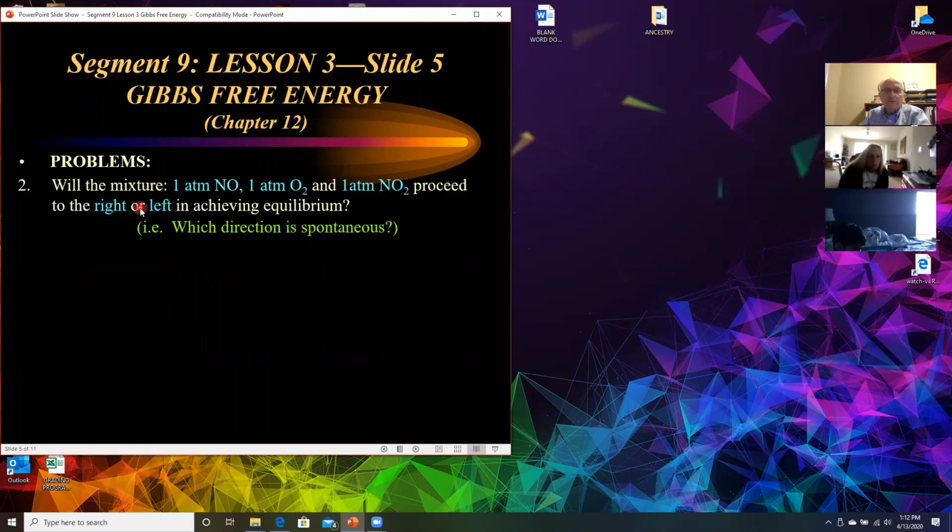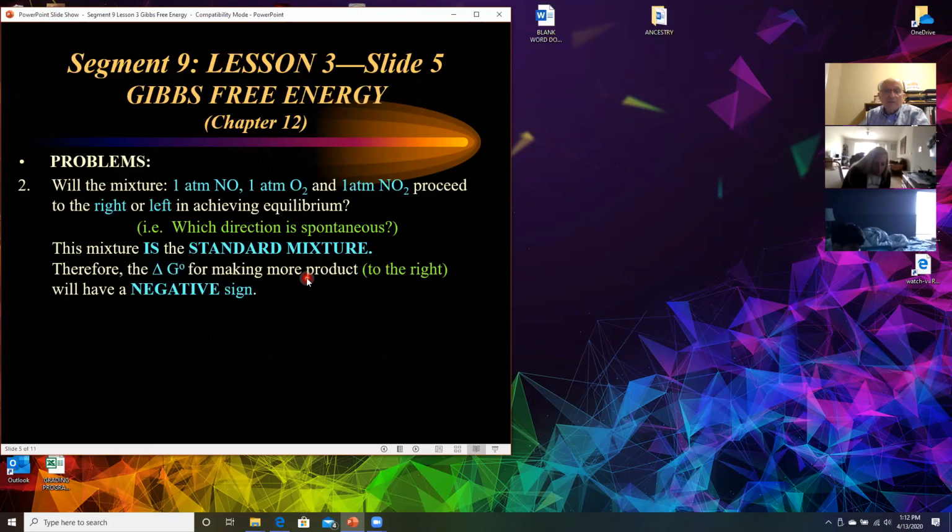Now, will the mixture of 1 atmosphere of NO, 1 atmosphere of O2, and 1 atmosphere of NO2 proceed to the right or to the left in achieving equilibrium? Which direction is spontaneous? Well, this is the standard mixture. So if I look at the delta G superscript, going to the right, it had a negative sign when we calculated it across on the other slide, negative 69.74. So it is spontaneous to the right from the standard state as well.